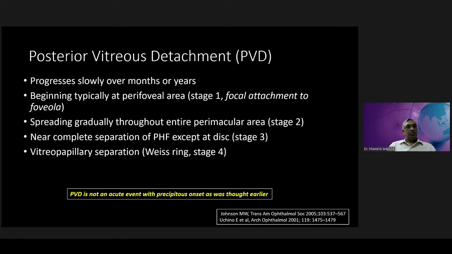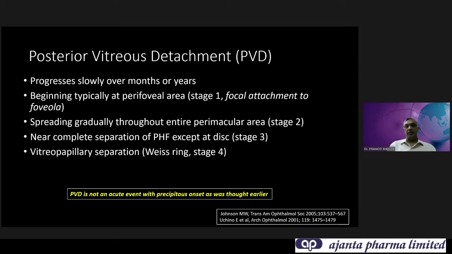Posterior vitreous detachment generally progresses slowly over months or years, as against what was previously thought, that it is of acute onset. Generally, that doesn't happen. It begins typically at the perifoveal area, spreading gradually throughout the entire perimacular area, and then near complete separation of the posterior hyaloid face, except at the disc. Stage 4 would be vitreopapillary separation, which we all appreciate during fundus evaluation as a Weiss ring.